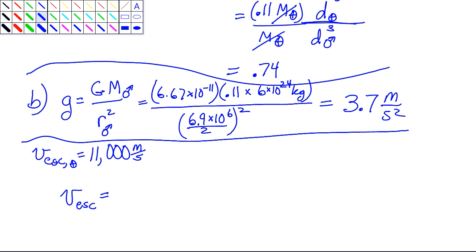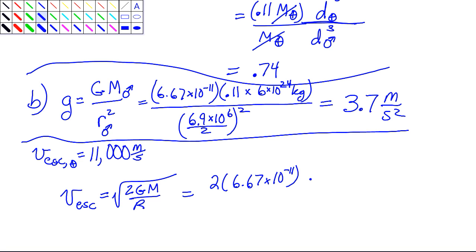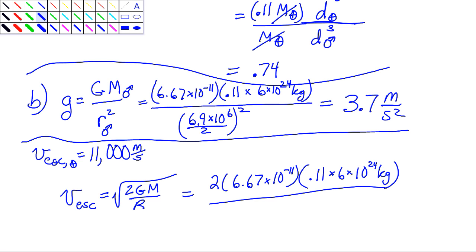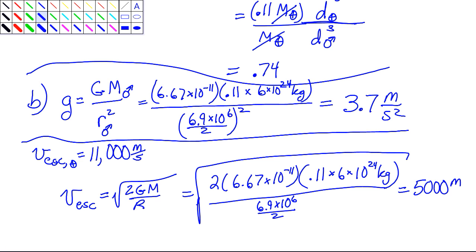The escape speed is the square root of 2GM over r. So that's 2 times G, M is 0.11 times the mass of the Earth, divided by the radius. It's not squared, it's just the radius. And then that's equal to 5,000 meters per second. So to take off from the surface of Mars, you have to have a speed that's roughly half that you have to take off from the surface of the Earth. Let's see, I think that was the end of that problem. Just a few more problems.